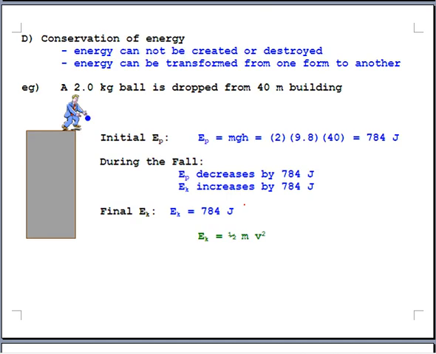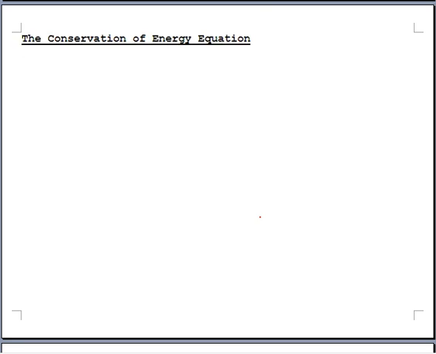So if you plug that number into 1/2 mv squared, 1/2 times 2, mathematically, we're going to solve for v. 1/2 times 2 is just 1. Square root of 784, you get a final velocity of 28 meters per second. So we're going to find that we can use conservation of energy to tackle some questions that look a little bit like kinematics. Let me show you what those look like.